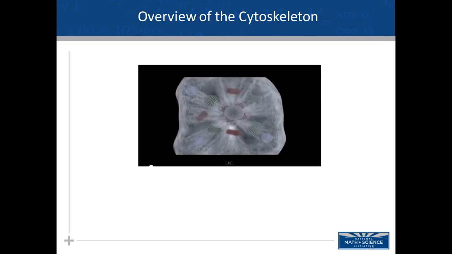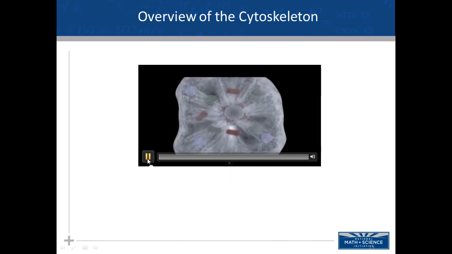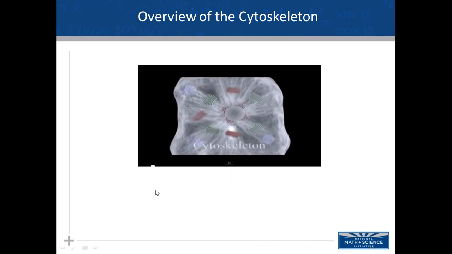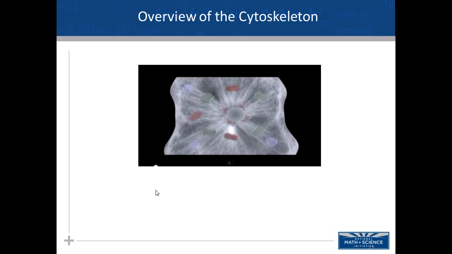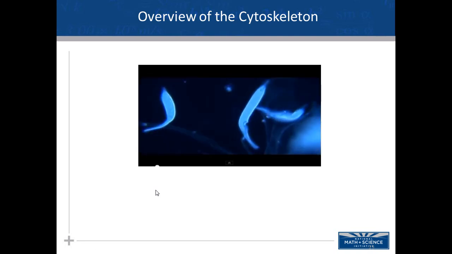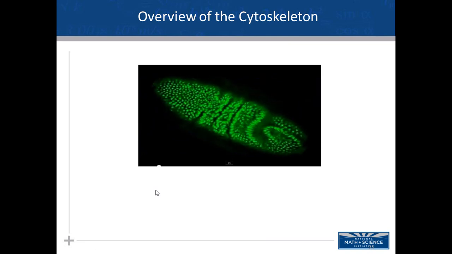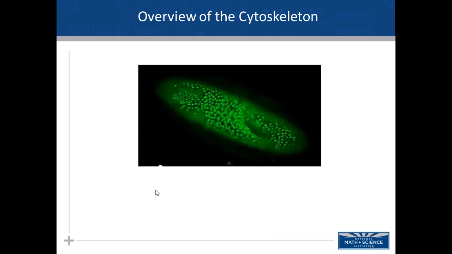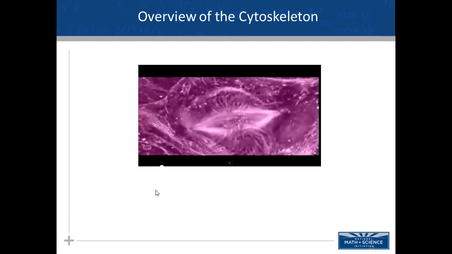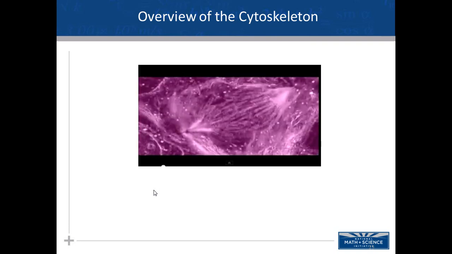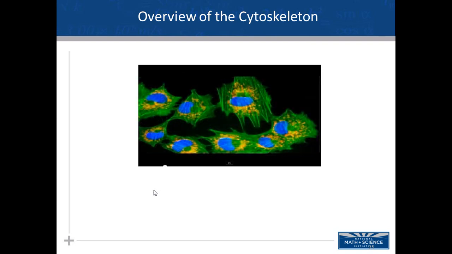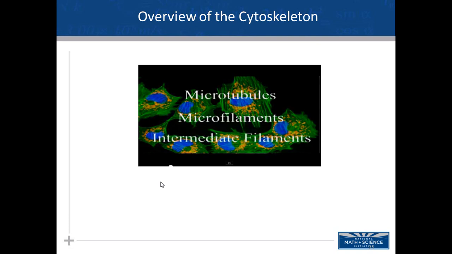So let's look at this nice little video about the cytoskeleton. The cytoskeleton is a network of protein fibers that determines the shape of cells without cell walls, provides for the movement of cells, provides for the structural support and movement of organelles within the cell, and provides the framework for moving and separating chromosomes during cell division. The three types of protein fibers that make up the cytoskeleton are thick microtubules, thin microfilaments, and medium-sized intermediate filaments.